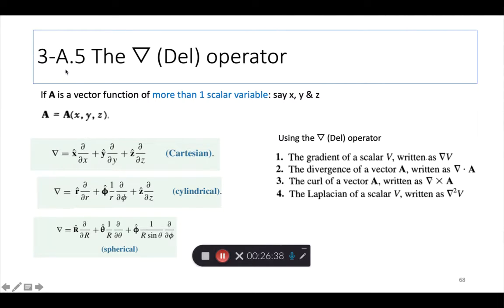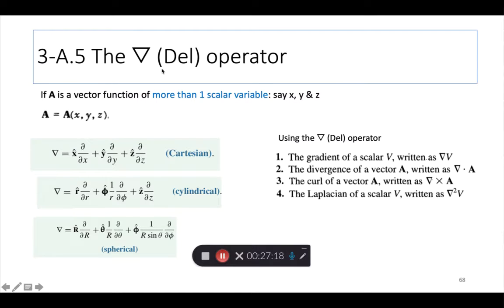I'm on my extra section 3-A.5, and here I introduce you to something called the del operator, which is a simple concept but used a lot in the remaining part of this chapter and the remaining part of your course actually. Maybe you have already been introduced to the del operator. If you have done a course in mathematics on vector analysis, I'm sure you have seen this. I don't know what the practice is at CQUPT, whether you would have covered all this in a math course. Maybe you have, in which case this should not be new.